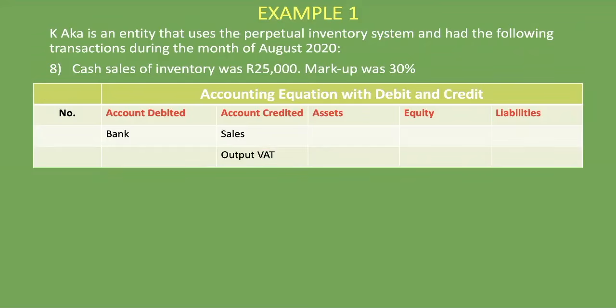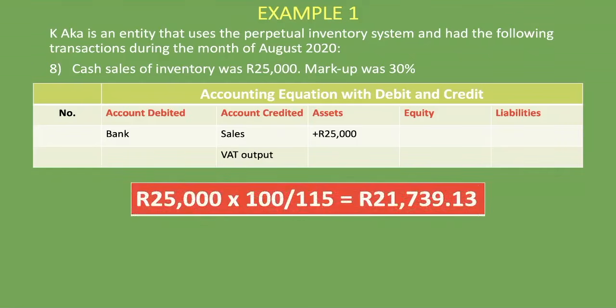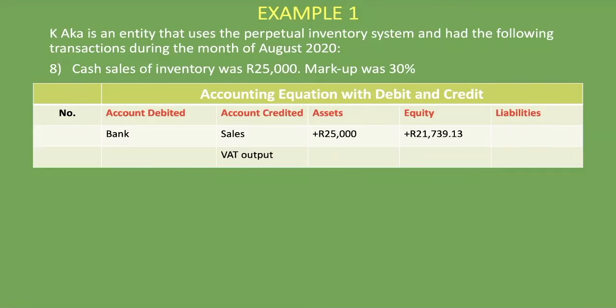And what are the amounts? Well, for the bank, remember, bank is the amount that we received including VAT. So put the plus 25,000 rand because money is coming into our bank. And then what is our sales amount here? Well, remember we said that whenever you're recording your sales or your income, it must always exclude the VAT. So we're going to take the 25,000 rand times 100 divided by 115, and we get an amount of 21,739 rand 13 cents, and we're going to put it under equity as a positive because sales is an income, so we'll put that as a plus.